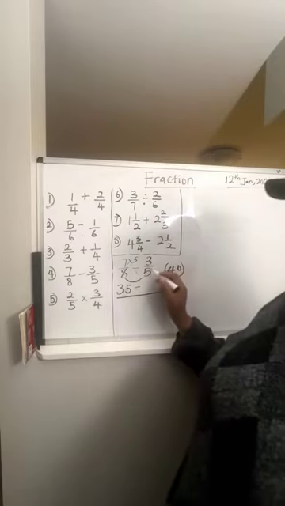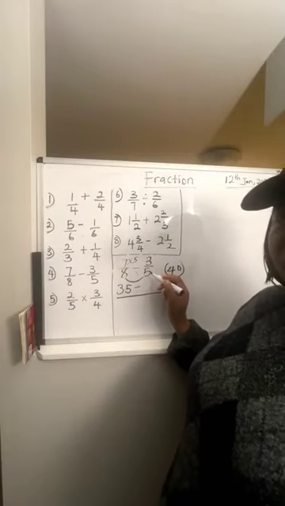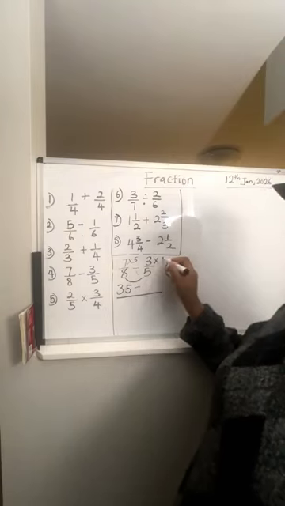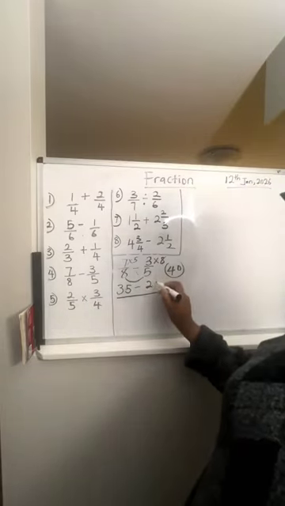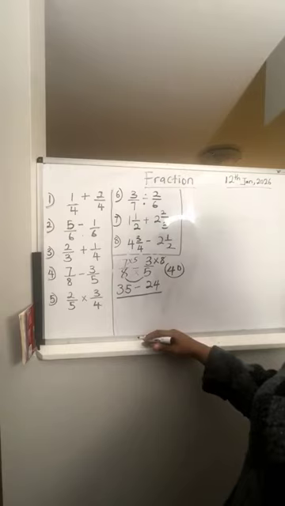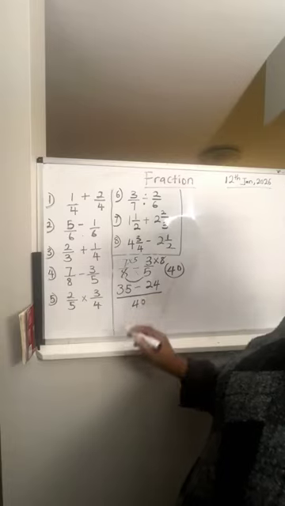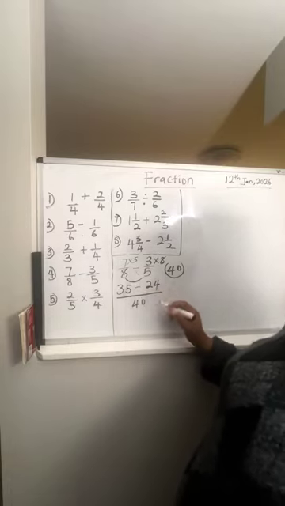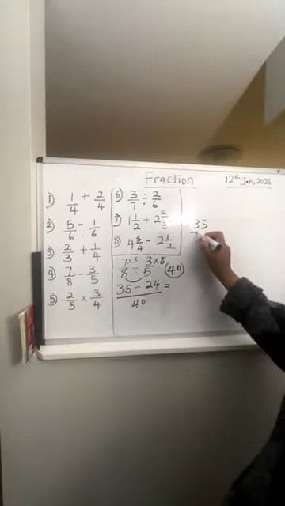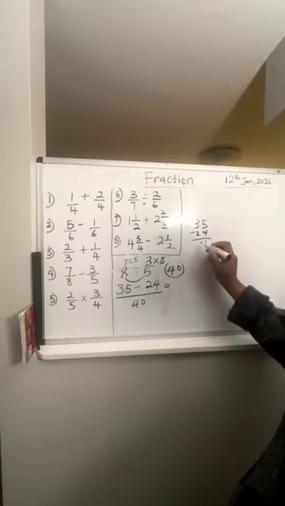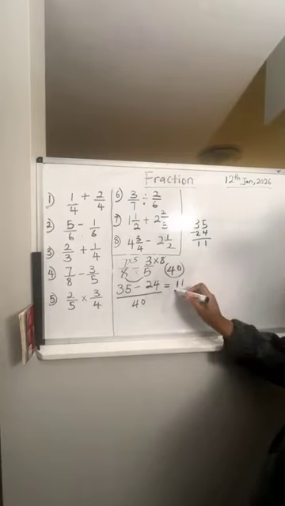Now 40 divided by 5 will give you what? 8. So 3 times 8 will give you what? 24. So we have 35 minus 24 over 40, which is the denominator. So 35 minus 24, what will it be? Guys, check. 35 minus 24 will give us 11. So we write 11 over 40.